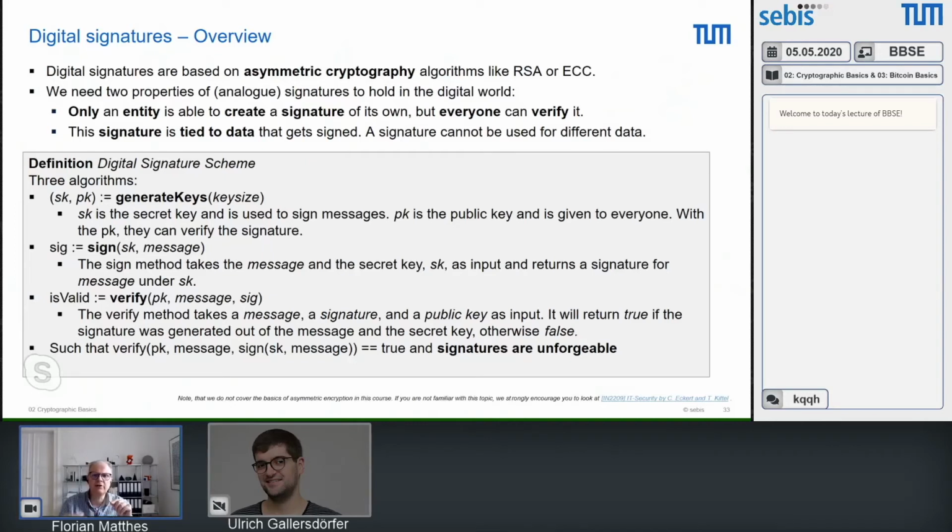The important point is that only one person can create signatures, namely the owner, based on the private key, and everybody can verify that it belongs to the owner because the owner publishes the public key, and with the public key you can verify that it really has been signed by this person. On the other hand, you cannot use the public key to create signed messages, so therefore it's asymmetric. That's the difference between symmetric and asymmetric keys.